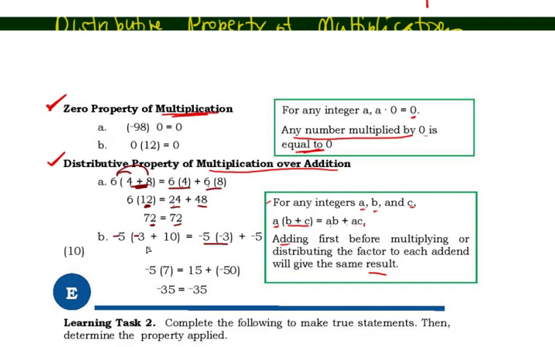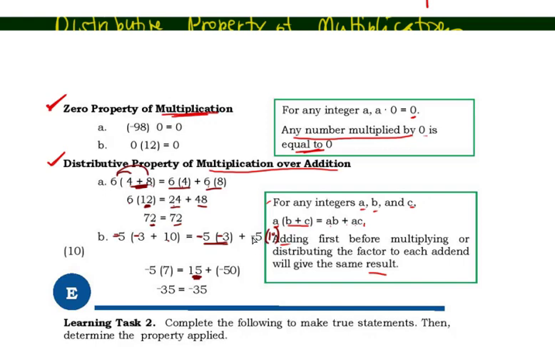Next is negative 5 times 10. So, nawala po yung 10 dito. Dapat may 10 pa dyan. Yan. So, negative 5 times negative 3 is positive 15. No? Tingnan nyo po ha. Negative times negative is positive. Yan. Kaya po siya naging positive.